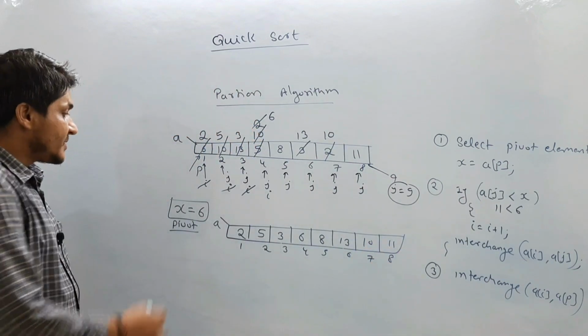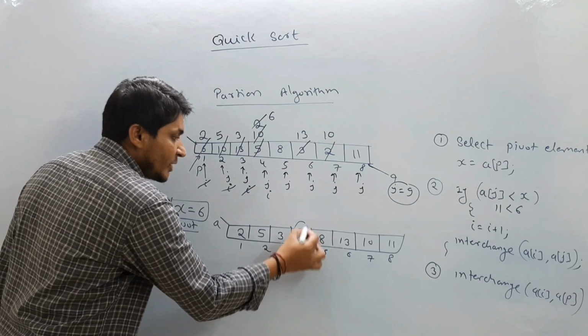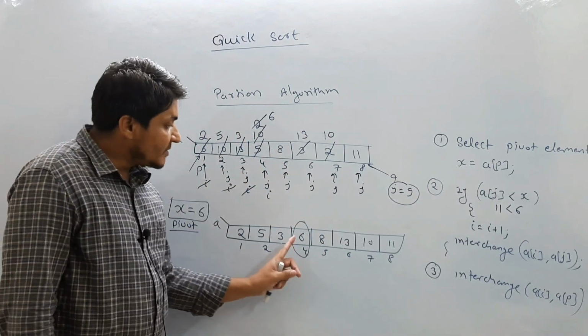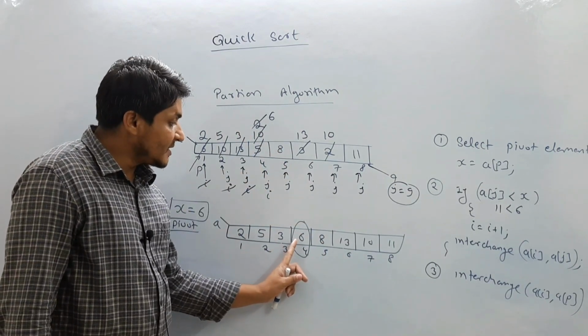Now we have assumed 6 as a pivot element.